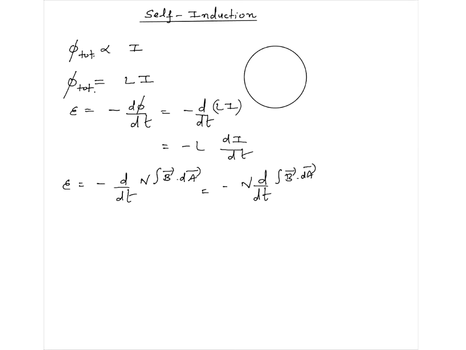And why does it do so? Because if some current is flowing through it and that current changes, then flux changes. And change in flux is opposed. We know how Lenz's law works.